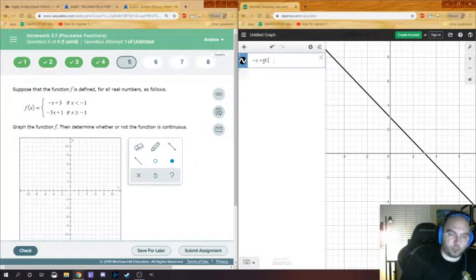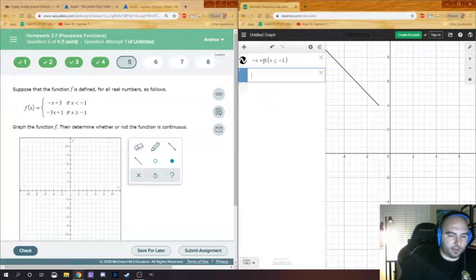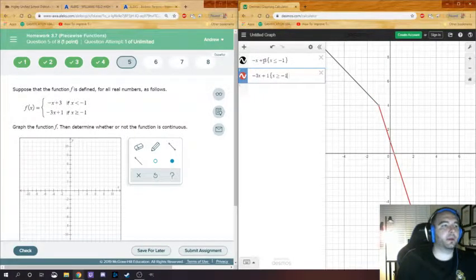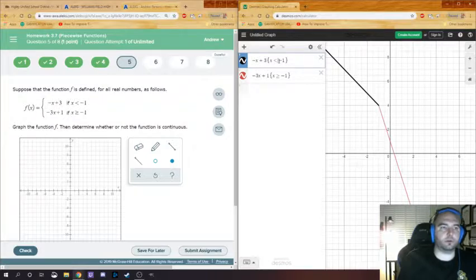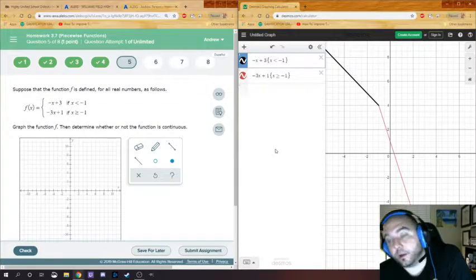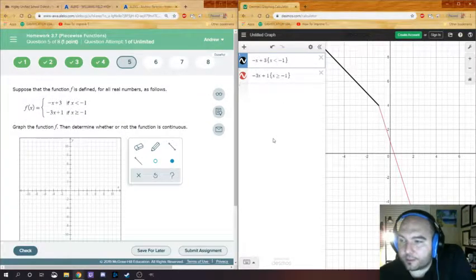Type it in the Desmos, including the rules. X less than or equal to -1. Perfect. And we got -3x plus 1. And we got x is greater than or equal to -1. Oh, my first one wasn't equal to it, just a less than. Whatever. Well, not whatever. It kind of matters. It really does matter. Otherwise, it wouldn't be a function, technically.